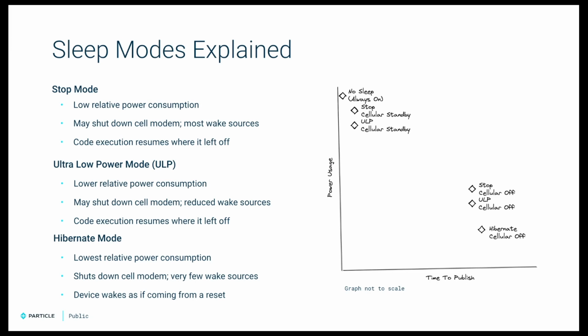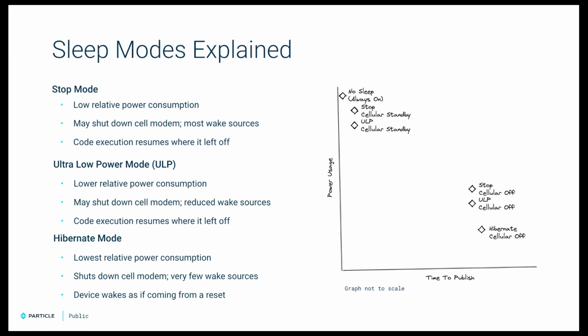Particle devices have three different sleep modes: stop, ultra-low power or ULP, and hibernate. Stop mode will give you less relative power savings than ULP or hibernate. However, it's also the one with the most wake sources available. The reverse is true for hibernate mode. It will give you the lowest relative power consumption, but only supports a very limited number of wake sources. ULP sits right in the middle, both in terms of relative power consumption and available wake sources.